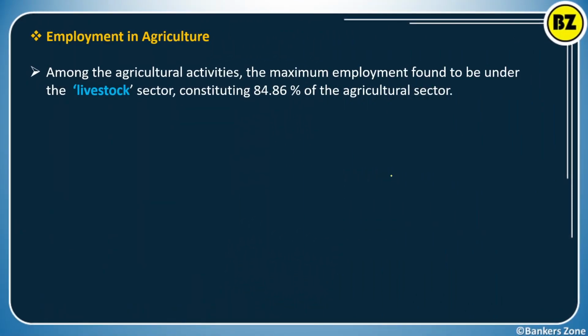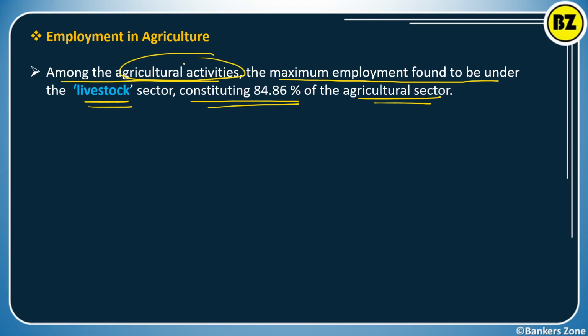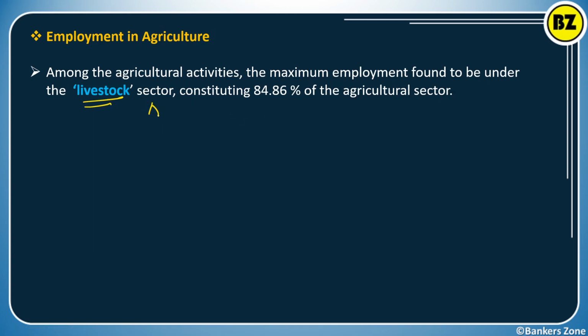Now, employment in agriculture. Among agriculture activity, maximum employment is found in the livestock sector, constituting 84.86% of agriculture sector employment. Livestock means animals, like dairy, milk and dairy products, and some animals are also produced, like chicken. So these are livestock agriculture, which contributes around 84%.